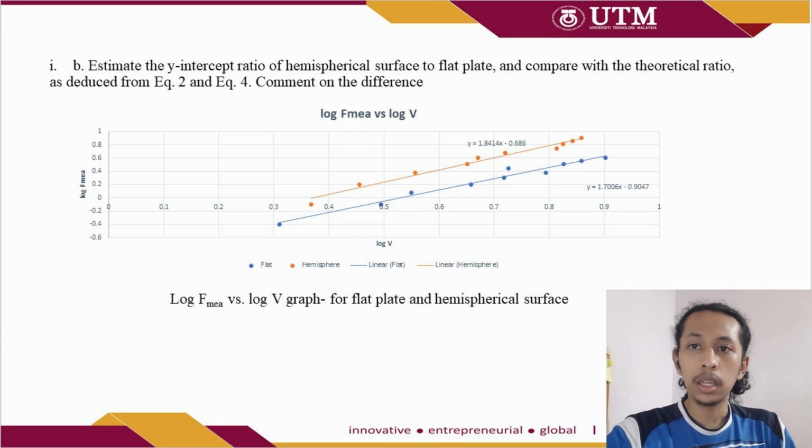The y-intercept ratio is the y-intercept of the hemispherical surface divided by the y-intercept of the flat plate, and the theoretical ratio is the value of the theoretical force for the hemispherical surface over the value of the force for the flat plate. You can see that it is different, and this is because in real situations there will be minor and major losses of the fluid when going through the pipe and striking the plate. So there is a difference between the theoretical value and the measured value.